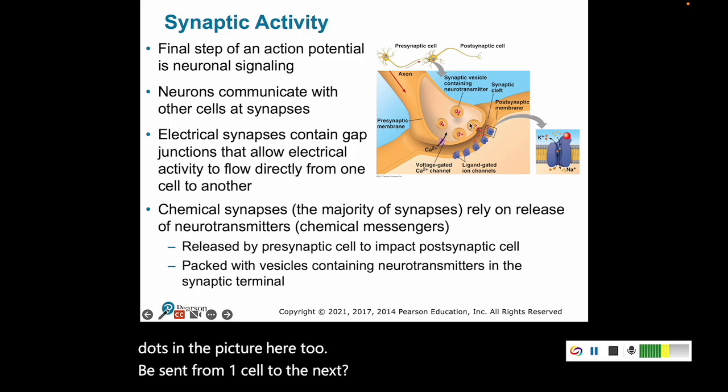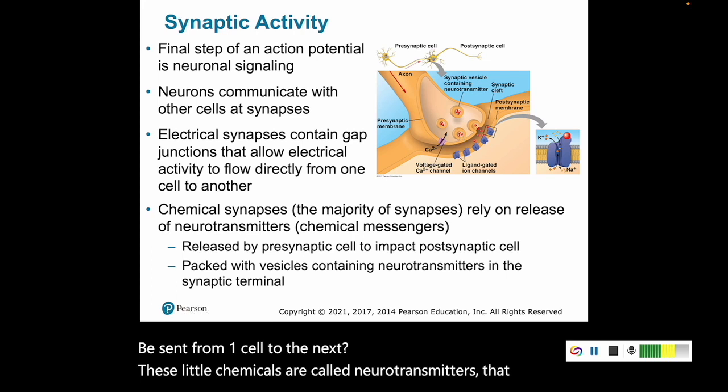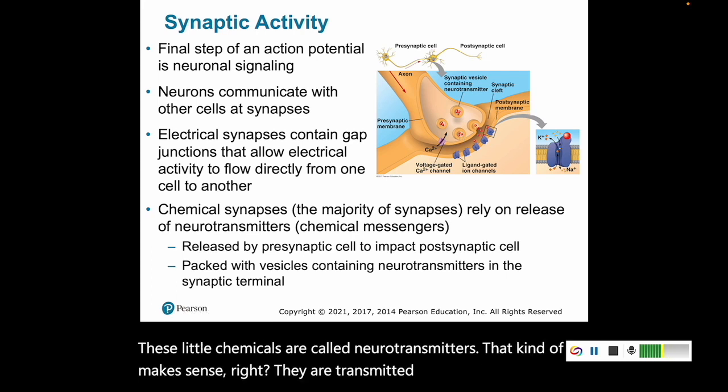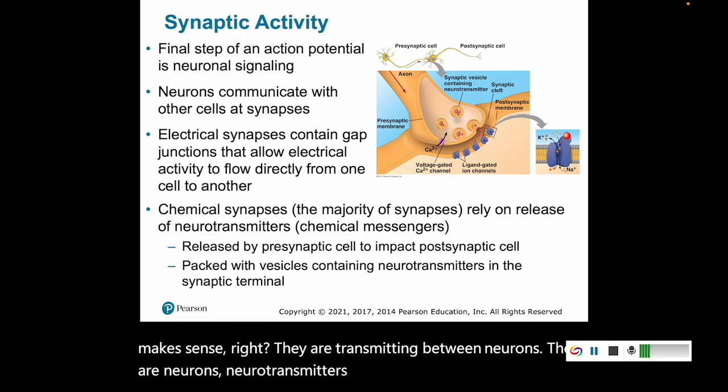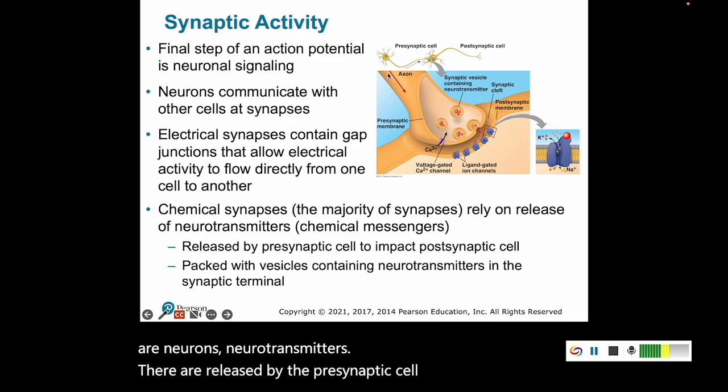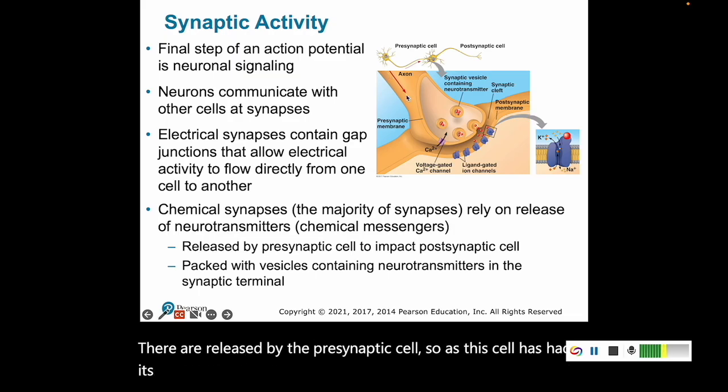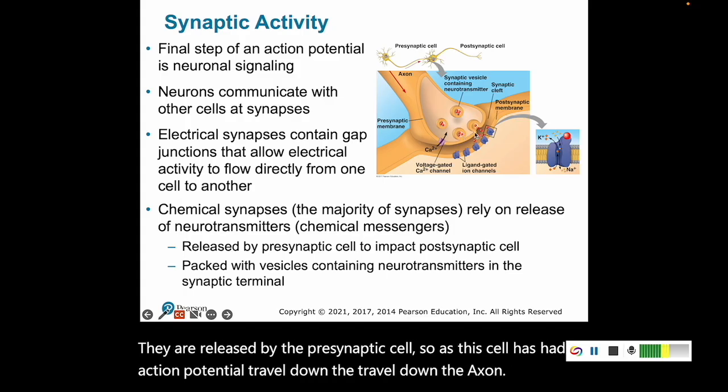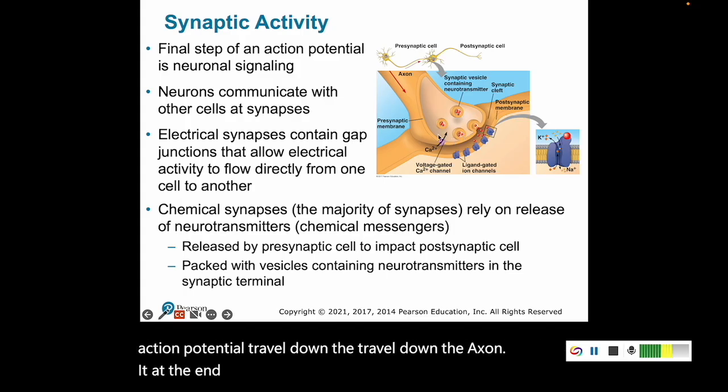These little chemicals are called neurotransmitters. That kind of makes sense, right? They are transmitting between neurons. These are neurotransmitters. They are released by the presynaptic cell. So as this cell has had its action potential travel down the axon, it at the end will make these vesicles filled with these neurotransmitters.